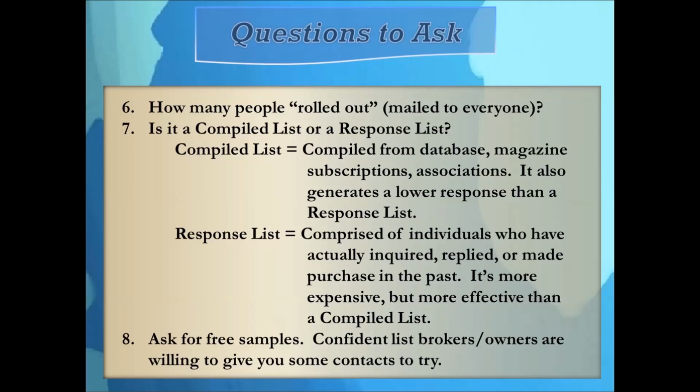Is the list a compiled list or a response list? A compiled list is comprised of people with similar interests and compiled from a database, magazine subscriptions, or associations. A compiled list is less expensive, but generates a lower response rate than a response list. A response list is comprised of individuals who have inquired, replied, or made a purchase in the past. A response list is more expensive but more effective than a compiled list. Make sure to ask if they're just inquirers or actual purchasers.